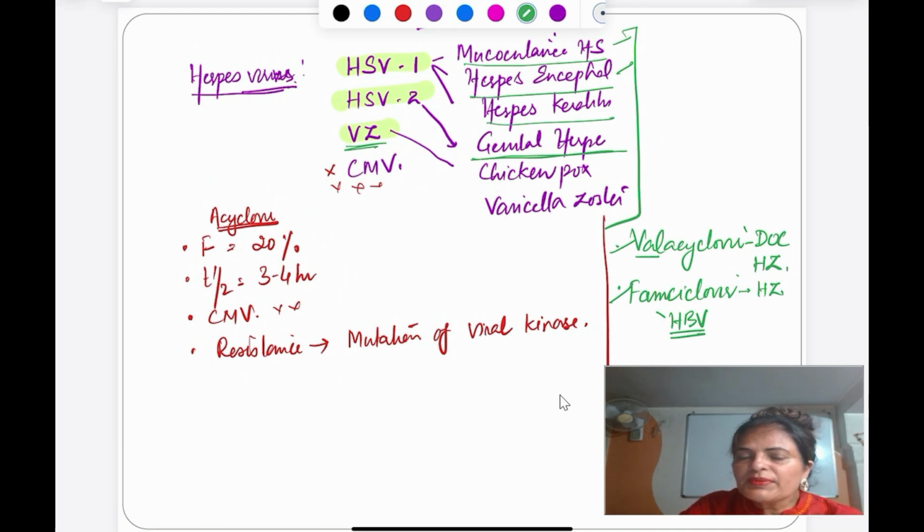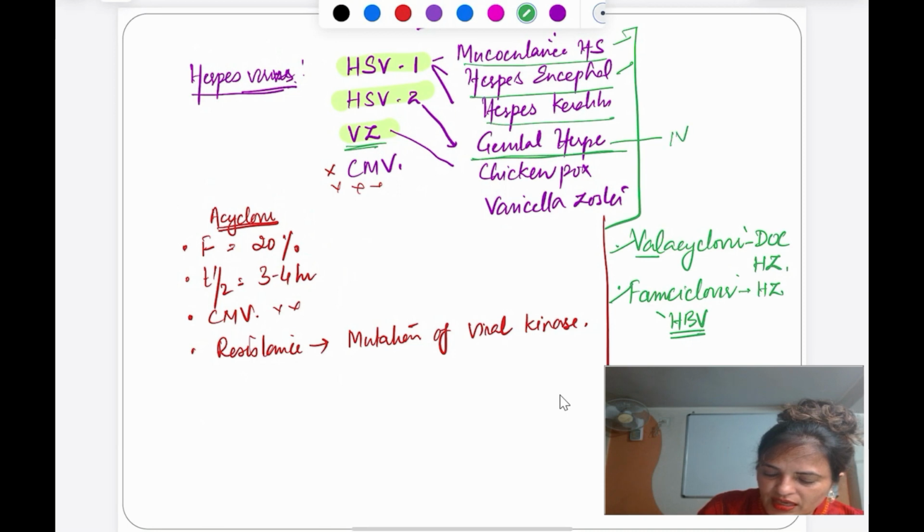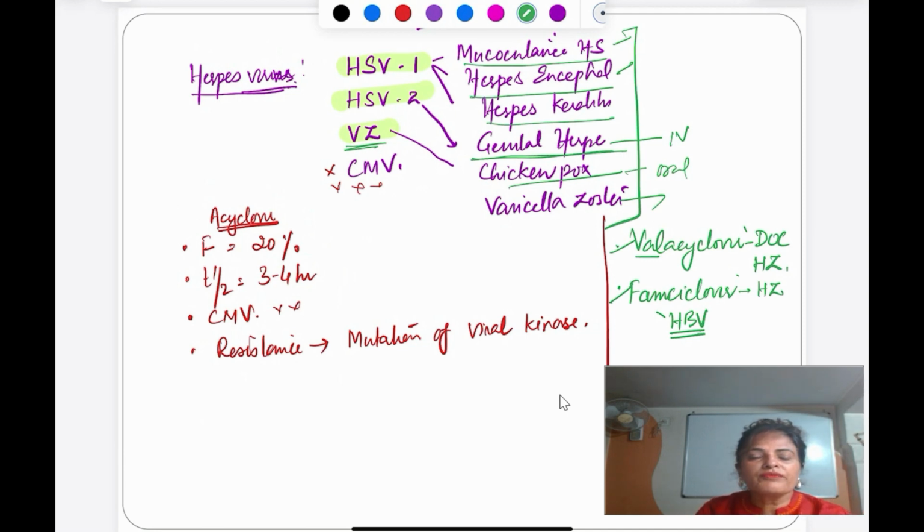And if it is happening recurrently in an immunocompromised patient, then topical preparation is not going to work. Even oral preparation is also not going to work. So what will you give here? You have to give IV. Same for chickenpox, you give oral, and for herpes zoster or varicella zoster, you have to give either oral or IV.